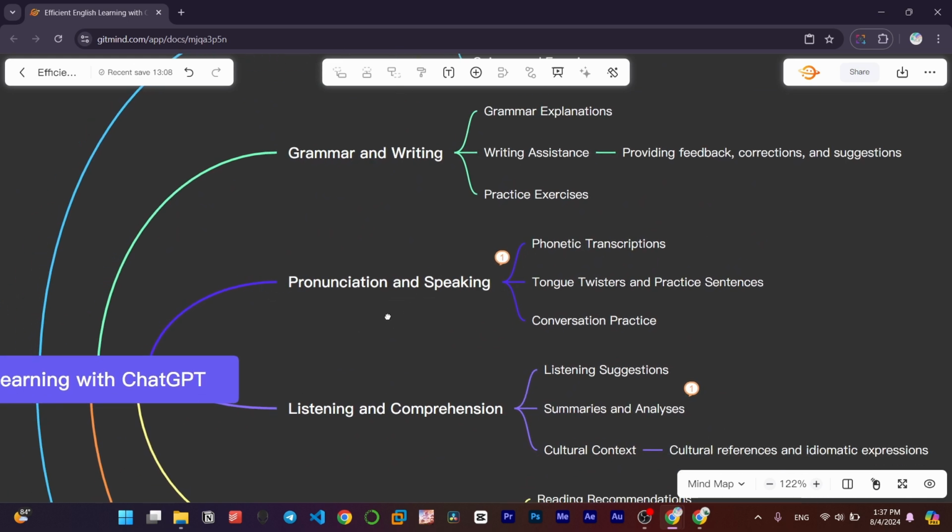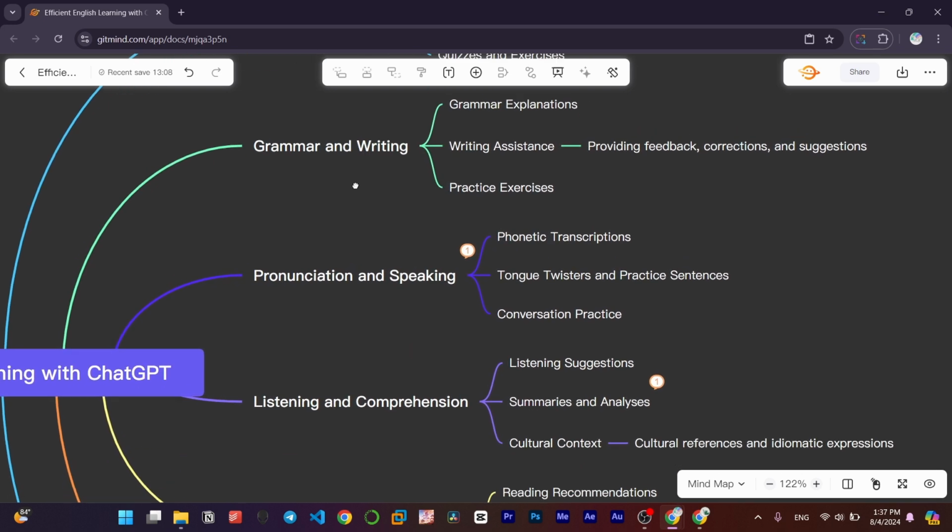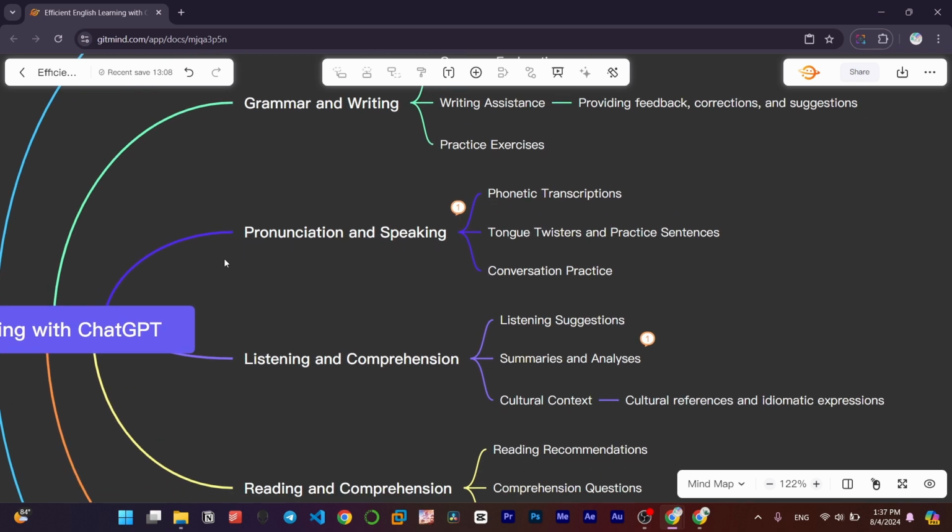Okay, that's enough about writing, grammar, or vocabulary. Let's dive into another part: pronunciation and speaking. About conversation, I already talked, and I don't really recommend ChatGPT for conversation practice, but it's going to be useful if you don't have any other tools.